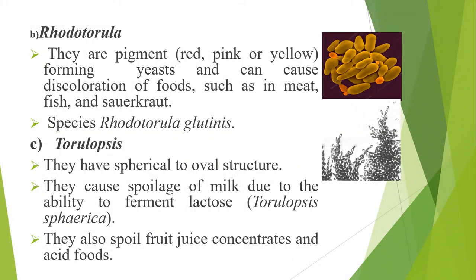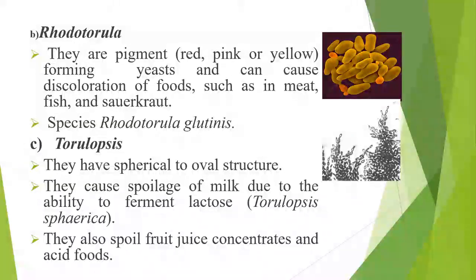Next one is the Torulopsis. They are spherical to oval in structure, and they will lead to the spoilage of milk due to their ability to ferment lactose. Example is Torulopsis sphaerica, and they also spoil fruit juice concentrates and some acid foods.